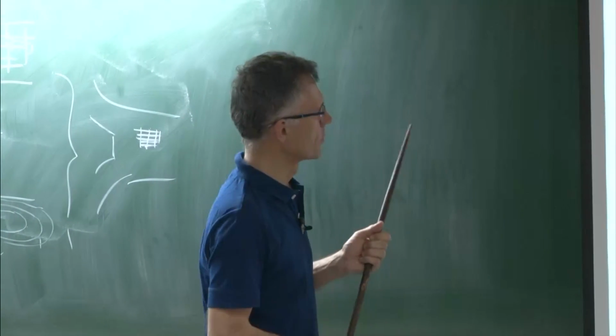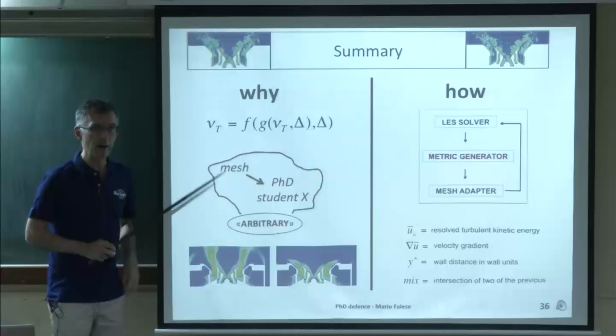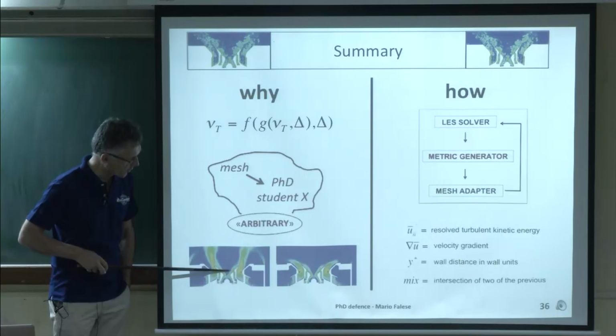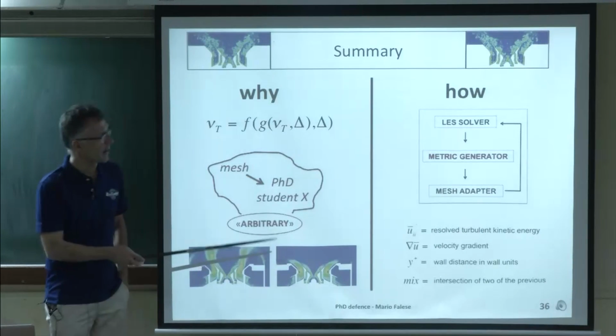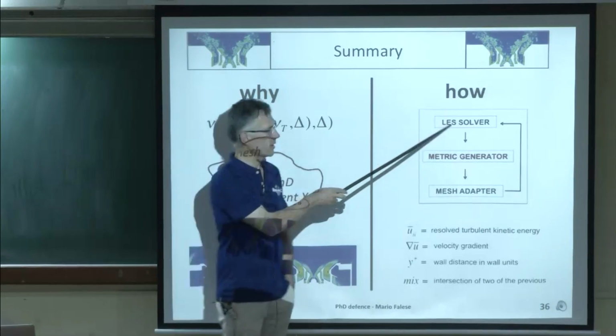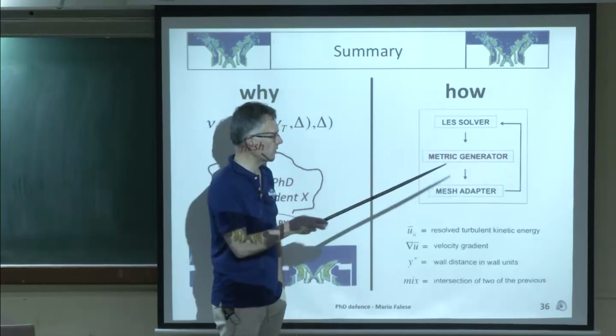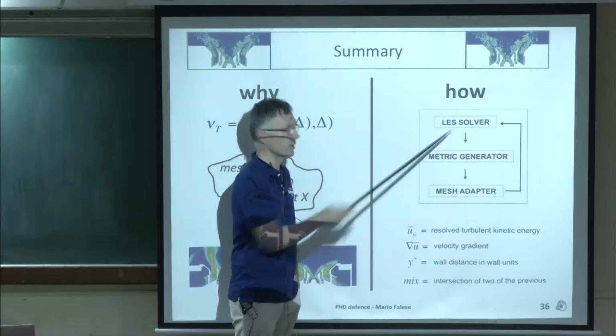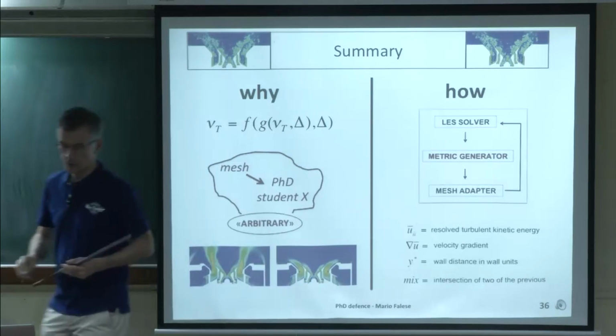Just to remind you where we are, why we do that is because we want a systematic method to avoid this kind of surprise. And how we do it is by running the LES solver for a few milliseconds, going to the metric generator, going to the MMG3D code, and then doing it again. That's the global idea.